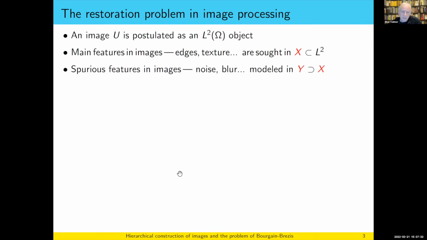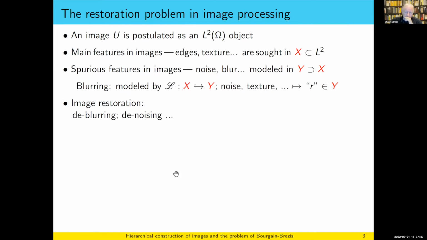In addition to the main features in images, there are some spurious features like noise or blur, and they will be modeled by quantities in a larger space, Y, larger than X. And our problem is to have a model which takes the true parts of the image in X into Y, where we have a noise or texture which lives in the difference in between. And the problem of image restoration is to de-blur or to remove the noise and so forth.